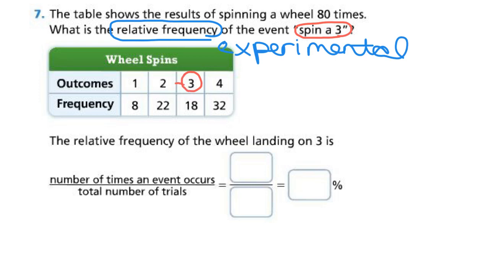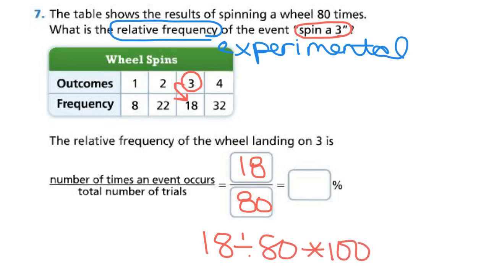The 3 occurred 18 times. So the relative frequency, the number of times an event occurs, and in this case, it occurred 18 times, over the number of trials, and that would be 80 times. 18 over 80 is our fraction, and we want to turn it into a percent, so divide 18 divided by 80 and multiply by 100, and that gives us 22.5% as the relative frequency.